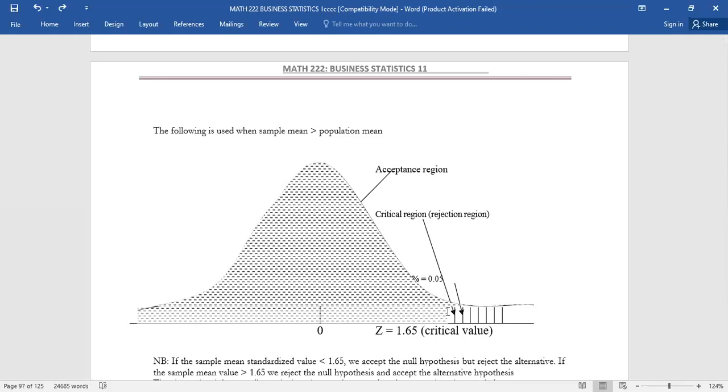So while testing the null hypothesis and deciding to either accept or reject it, there are 4 possible occurrences. The first possible occurrence is acceptance of a true hypothesis. This will be the correct decision, and this is what the statistician is looking for.